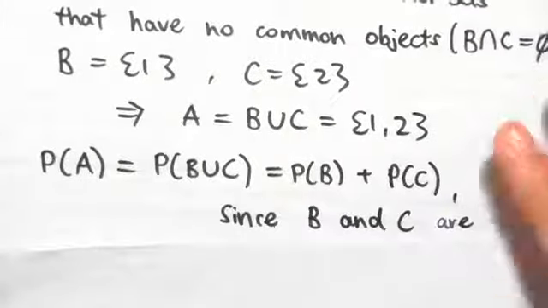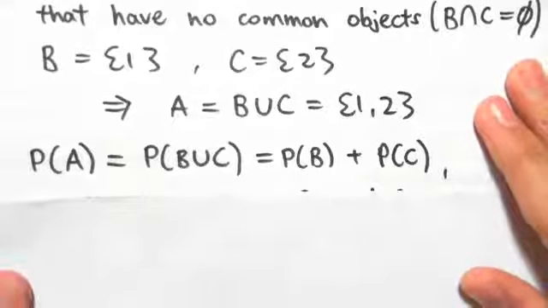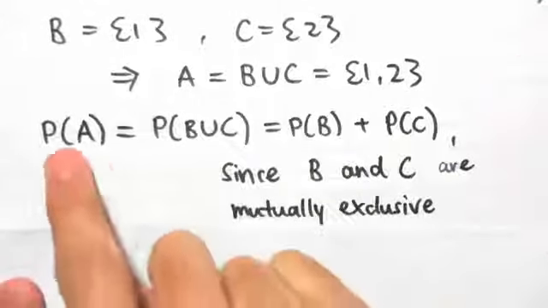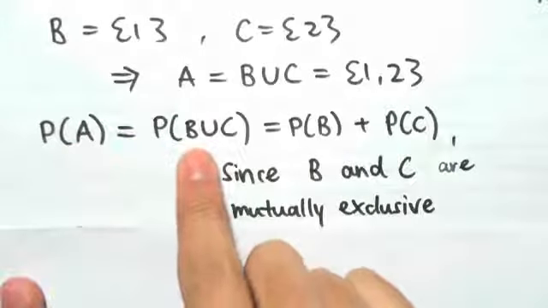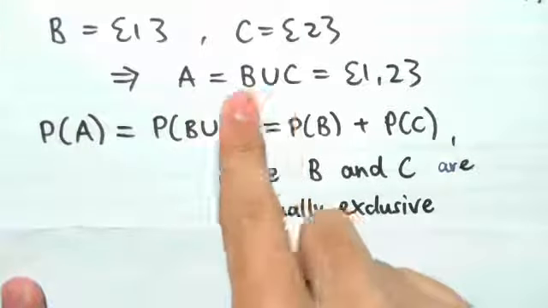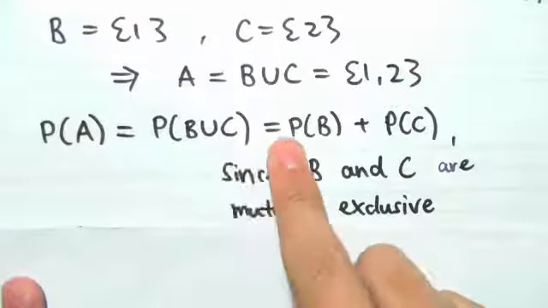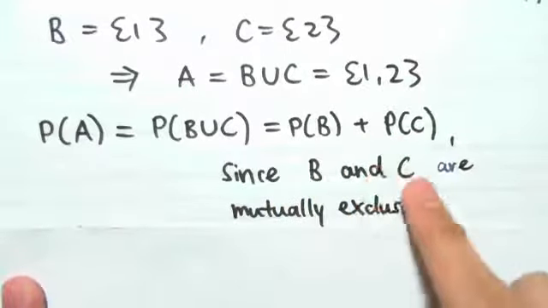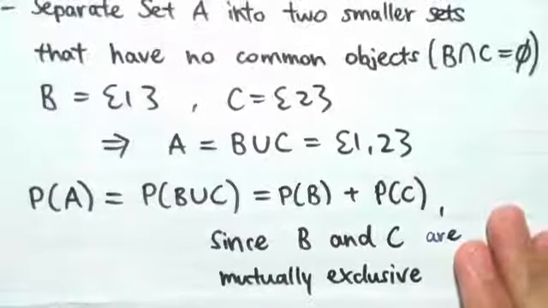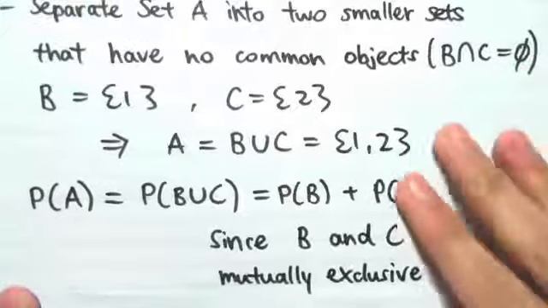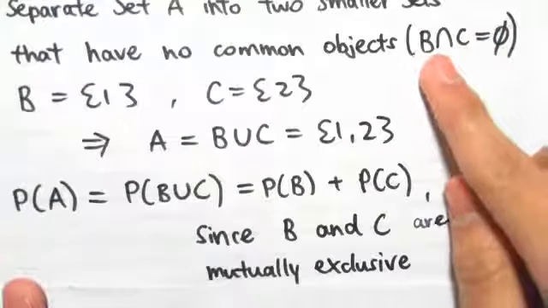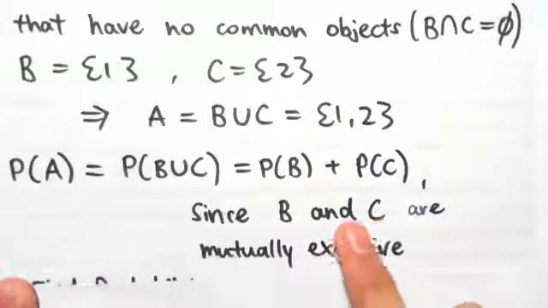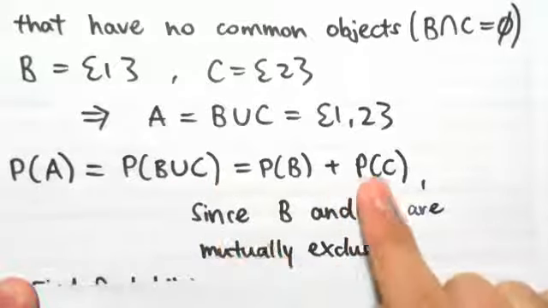So now we need to introduce a concept which we talked about in the last video, which is the addition rule. So P of A, which is what we're interested in, is equal to P of B union C. And P of B union C is equal to the probability of B occurring plus the probability of C occurring, and this works because B and C are mutually exclusive. Because the intersection of B and C is the empty set, that means that B and C are mutually exclusive, and because of that, this equation can work.